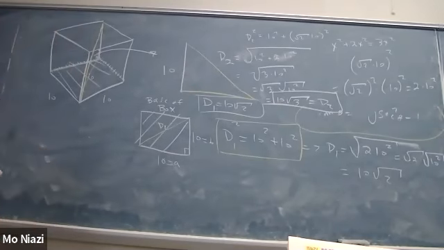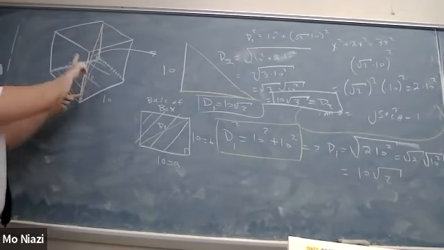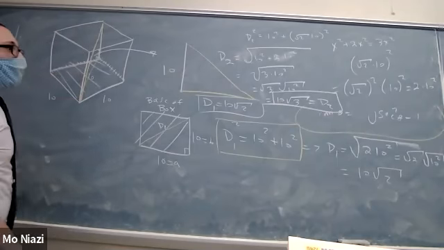So the diagonal of the cube is 10 root 3, which makes a lot of sense. If we had a unit cube, the diagonal would have been square root of 3. But we have a 10 cube, so the diagonal is multiplied by a factor of 10.